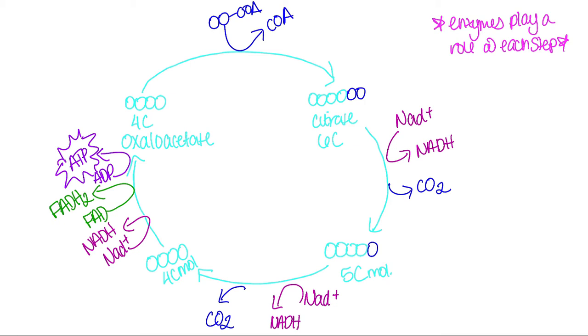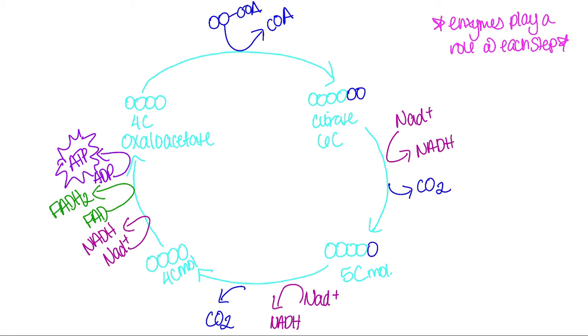Well, we have 2 acetyl-CoA molecules because we had 2 pyruvates made. So one thing to keep in mind is that even though we've only drawn one cycle, we actually have to complete this cycle 2 times because we have 2 acetyl-CoA molecules.